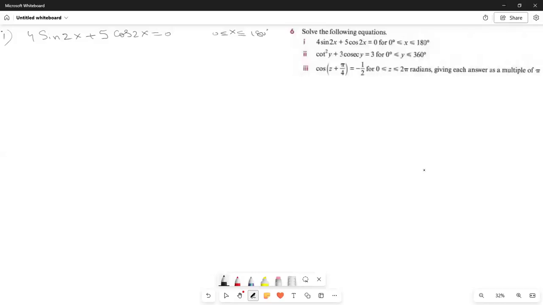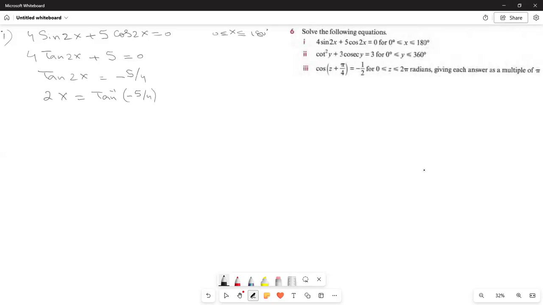So it's very easy. We will divide everything by cosine 2x. Sine over cosine will become tangent 2x. This is 4, plus this will become 5 only. So from here you can see that tangent 2x is equal to minus 5 by 4. So we need to do 2x is equal to tangent inverse of minus 5 by 4.